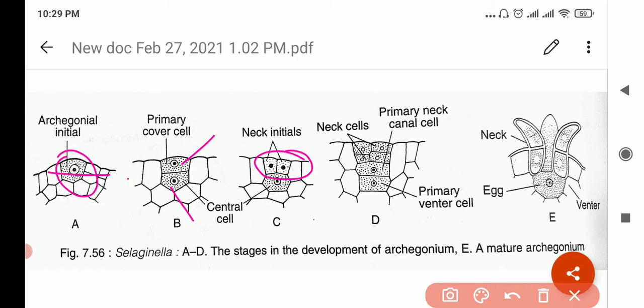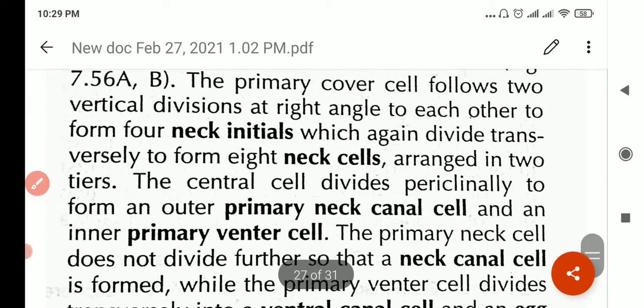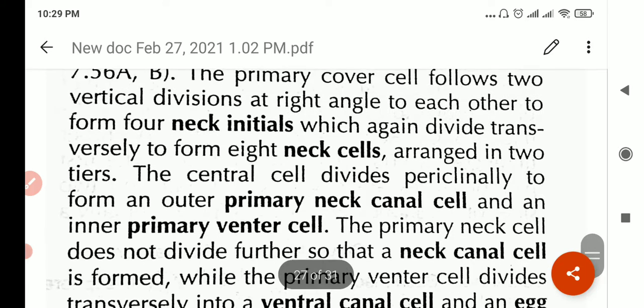And then on further division we will get more neck cells, and then the central cell will divide into two cells, the primary neck canal cell and the primary venter cell. Then from that primary neck canal cell we will get the neck, and from the primary venter cell we will get the egg.